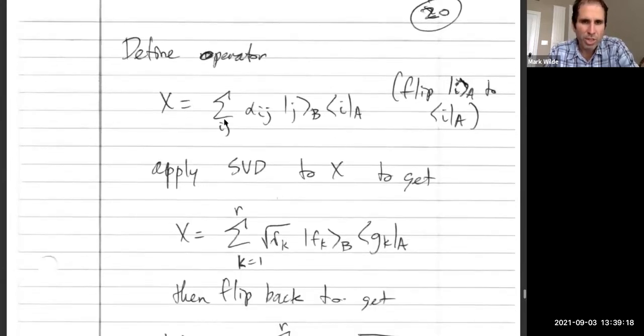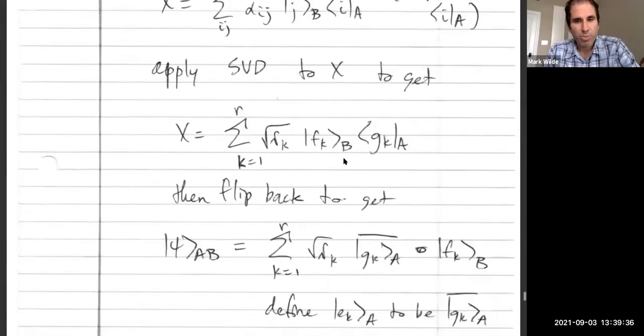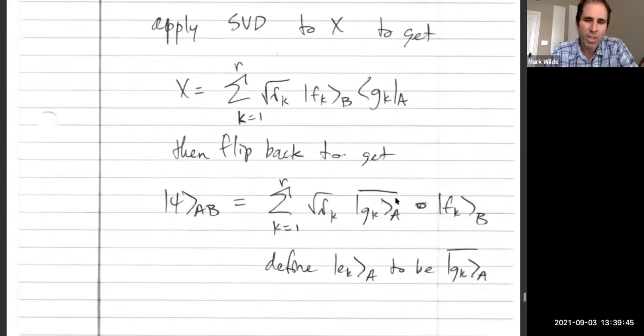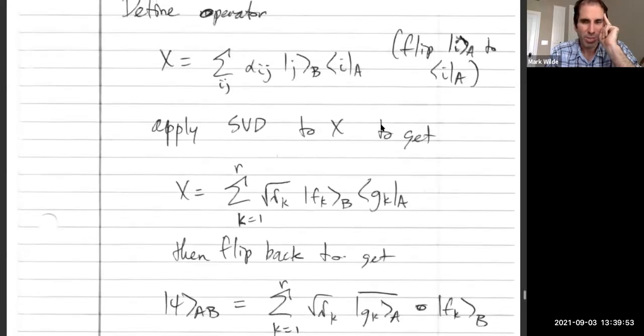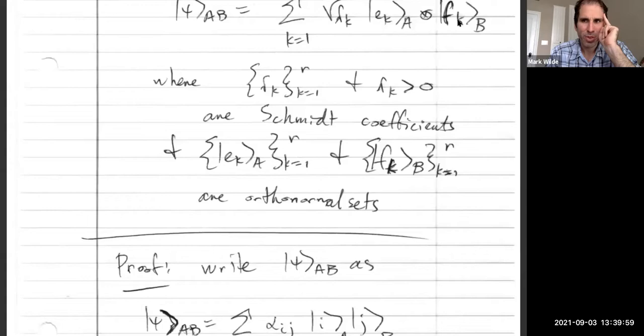Then what we do is we just say, okay, this is the operator x. It has a singular value decomposition. We can alternatively represent it like this, where these are strictly positive coefficients, and these are the singular vectors. Then we flip the bra back to a ket. When we do so, we'll actually get a complex conjugate, okay? And then we'll define EK to be these vectors right here. And that's the Schmidt decomposition, okay? And that gives you some sense of the proof. Any questions about that? All right.